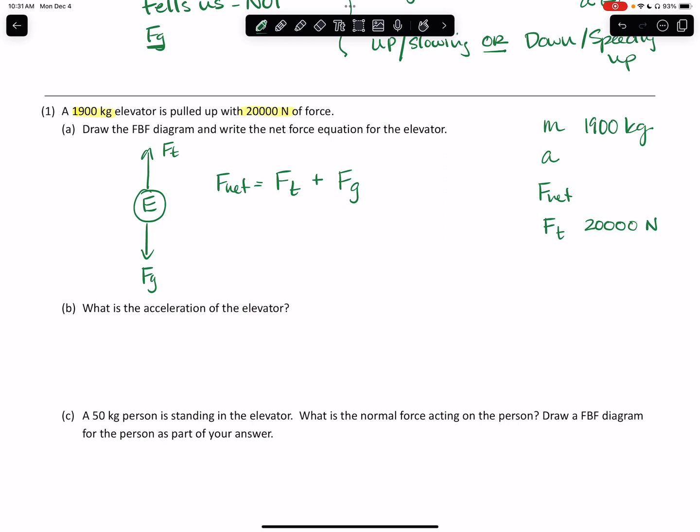All right, so let's think about this. What is that value going to be? I've got that tension force of 20,000 newtons, and I have a gravitational force, so I have a mass of 1900 kilograms, and if I multiply that by acceleration due to gravity of -10, I'm going to get negative 19,000 newtons, which means the net force acting on the elevator is going to be 1,000 newtons, and that is a positive value.